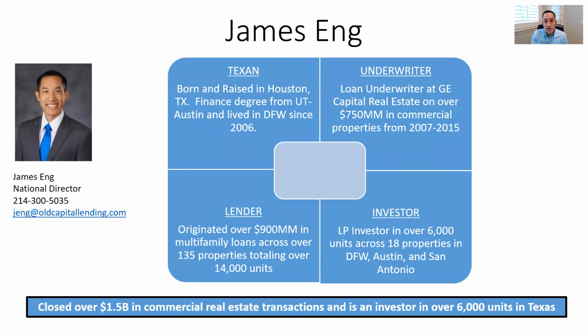So my background, I was actually born and raised in Houston, went to school in Austin at UT, and then have lived in DFW since 2006. And I was actually an underwriter at GE Capital where we did bridge loans for our own balance sheet. So we actually held commercial properties, so it was industrial, office, multifamily. We do 3 to 5 year bridge loans, non-recourse, typically from 10 million up to $100 million. And then I've moved over to Old Capital since 2015 and have really focused on multifamily, doing Fannie, Freddie, bridge loans all across the nation, and then also investing more specifically in Texas, sort of DFW, Austin, and San Antonio.